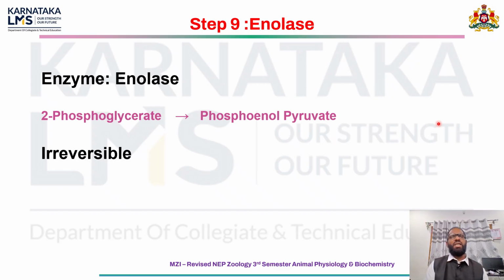And the next reaction is catalyzed by the enzyme enolase, and this is responsible for the conversion of 2-phosphoglycerate into PEP, that is phosphoenol pyruvate. The long form of PEP is phosphoenol pyruvate. This is also an irreversible reaction. It is not possible under ordinary conditions to convert phosphoenol pyruvate into 2-phosphoglycerate, but you can convert 2-phosphoglycerate into phosphoenol pyruvate by means of the enzyme enolase.